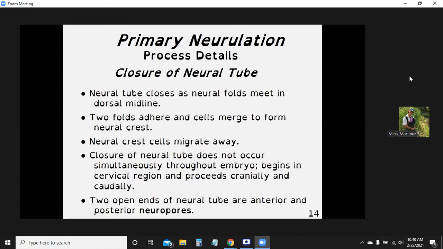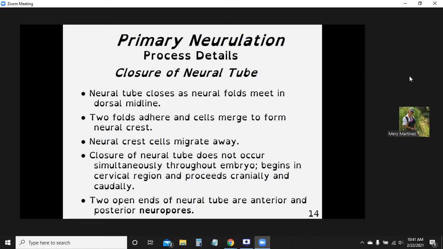Okay, so now is the closure of that neural tube. The neural tube closes as the pair of neural folds meet at the dorsal midline of the embryo above, okay? So the two folds will adhere and the cells will start merging to form the neural crest. Then the neural crest cells begin to migrate away, as we're going to see with the delamination.